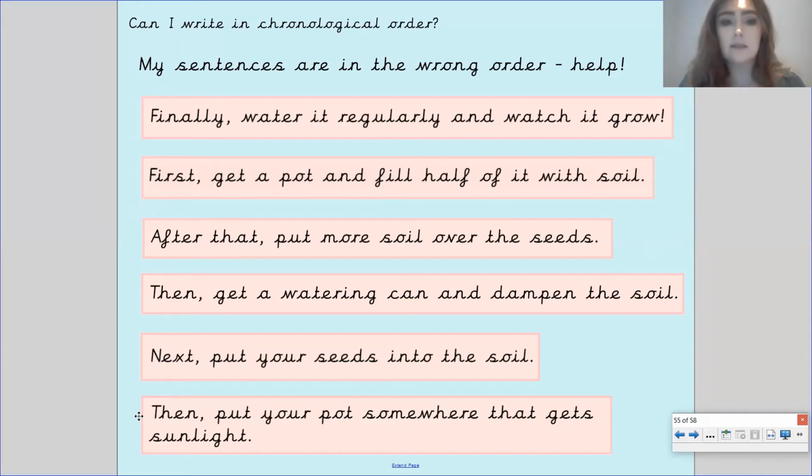So looking at these sentences here and using your knowledge of time connectives and adverbials of time and your knowledge of planting a seed, because we've all done that in year 2, I want you to put these in chronological order on your whiteboard. And then once you've done that, play the video again and we are going to work through it together. So pause the video to put these in chronological order.